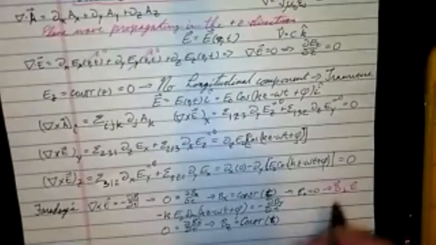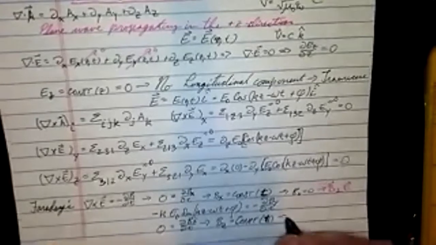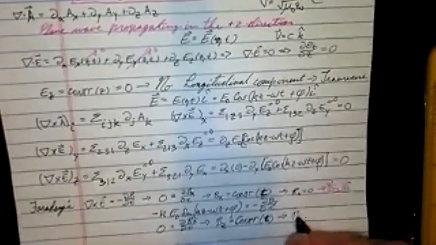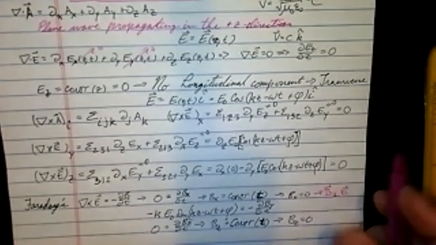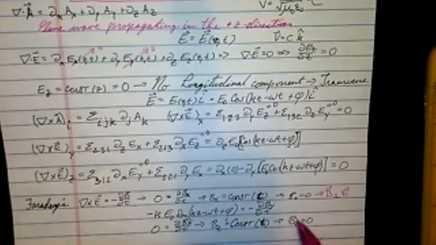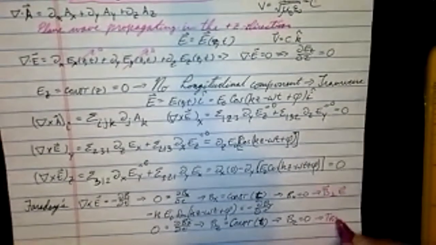But we're not interested in uniform magnetic fields, so I'm going to choose the case where Bz is equal to 0. Now we've concluded that B is not only perpendicular to the electric field, it also has no longitudinal component. So in fact, it's transverse as well.